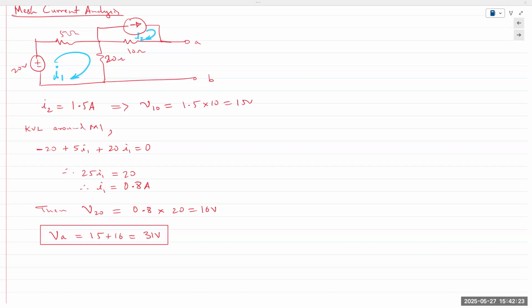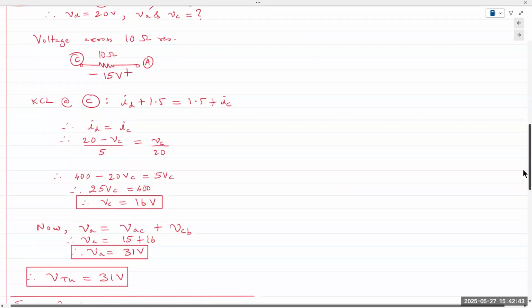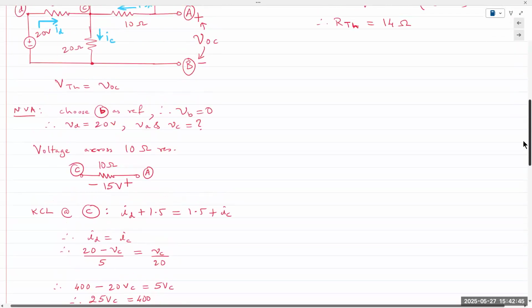All right, let's move on to Norton current, IN. Now, obviously, we have RTH and we have VTH. Assuming we didn't make an error in RTH or VTH, we can directly apply Ohm's law to determine it, but that would be taking like a shortcut. And so we don't want to do that. We'll find Norton current.